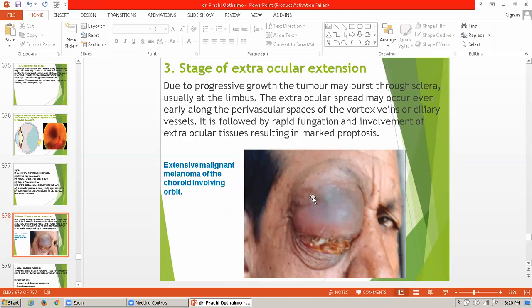So in the stage of extraocular extension, due to the progressive growth of the tumor, it bursts through the sclera at the limbus. The extraocular spread may occur even early along the perivascular spaces of the vortex vein or ciliary vessels, and it is followed by rapid fungation and involvement of extraocular tissues, resulting in marked proptosis.